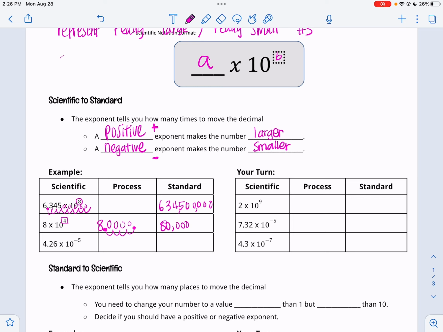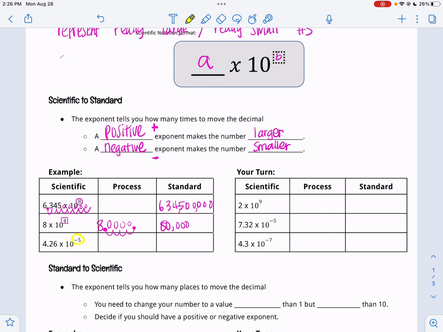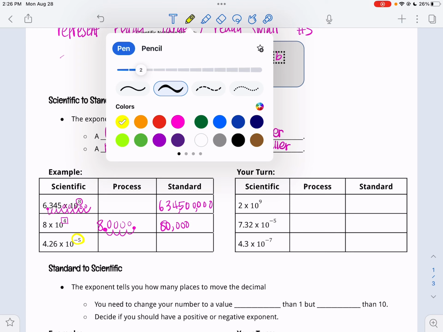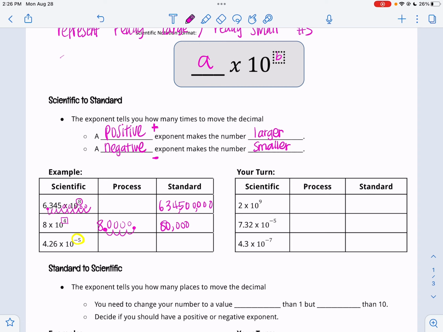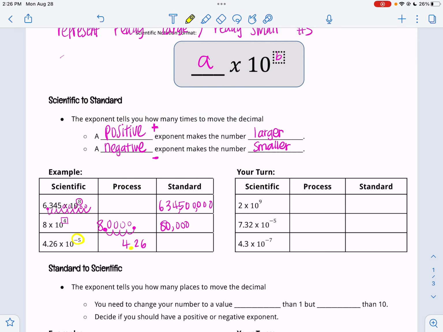Now this time, notice that we have a negative exponent, so my number is going to be smaller than 1. So it makes sense to move my decimal to the left. I'm going to start from my decimal point, which is in between 4 and 2, but I need to move the decimal 1, 2, 3, 4, 5 times to the left. I'm going to place my new decimal here. I'm going to put in those zeros.